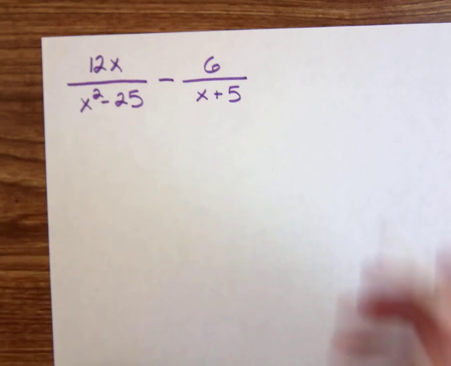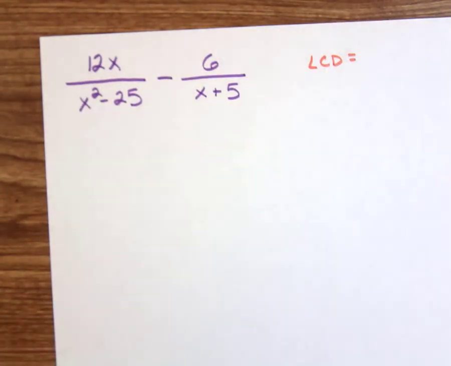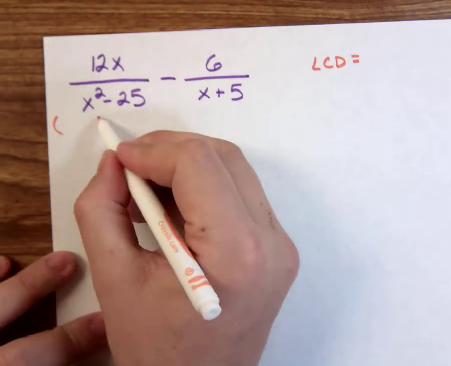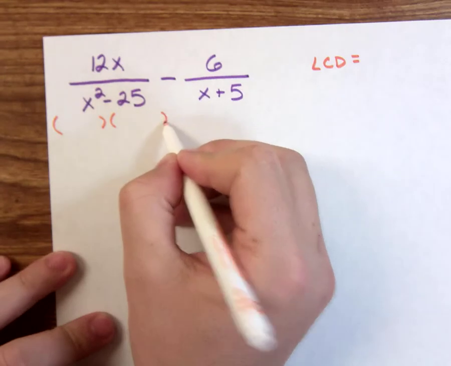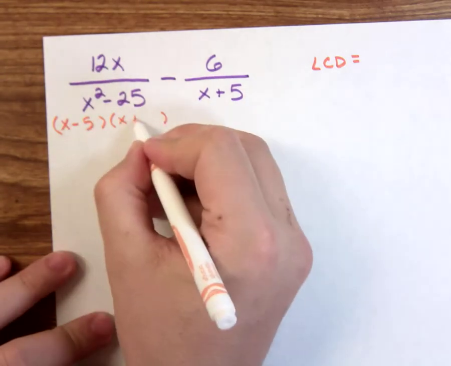So I do want to find the lowest common denominator. But before I start doing that, I do notice there's one little thing we could do. x squared minus 25 can factor into what? x minus 5 times x plus 5. Very good.